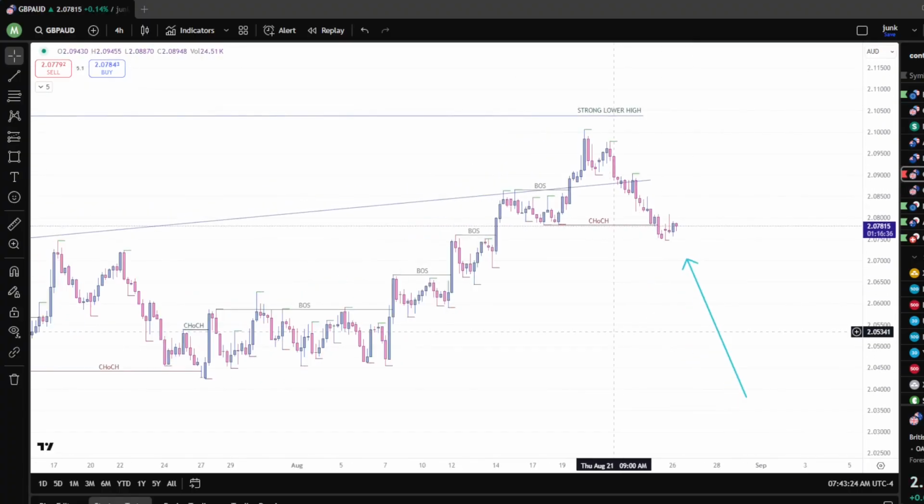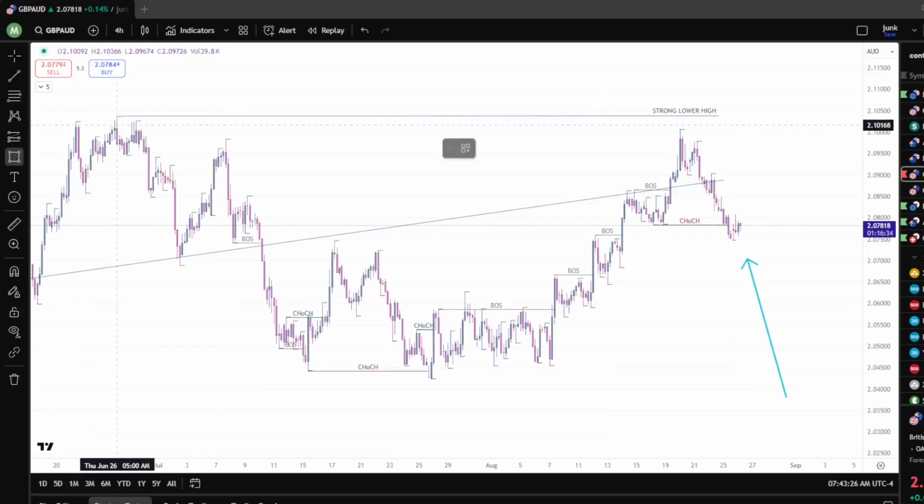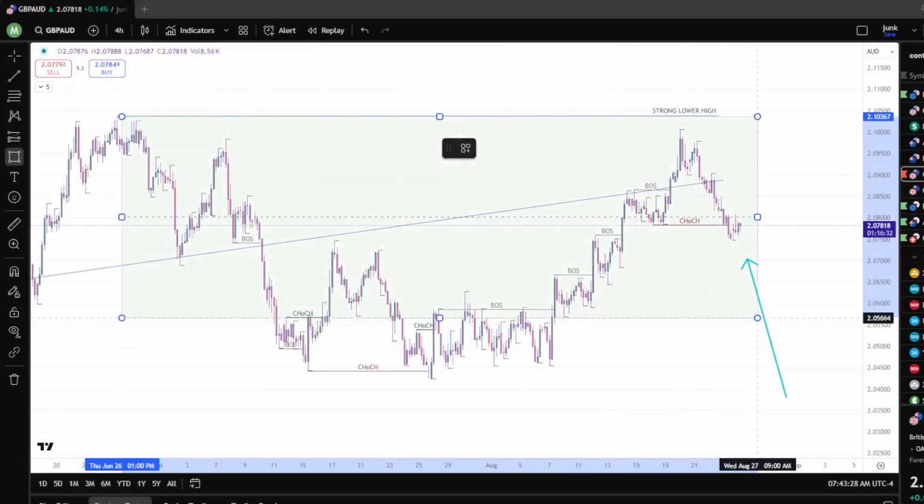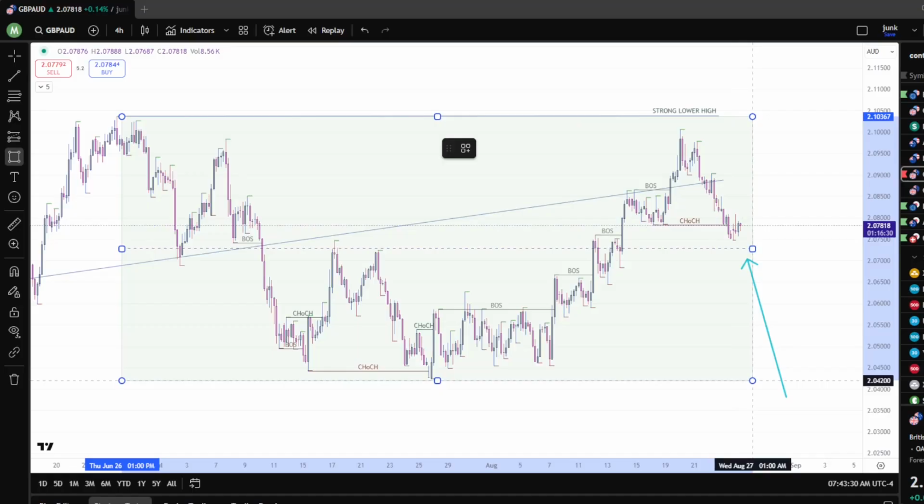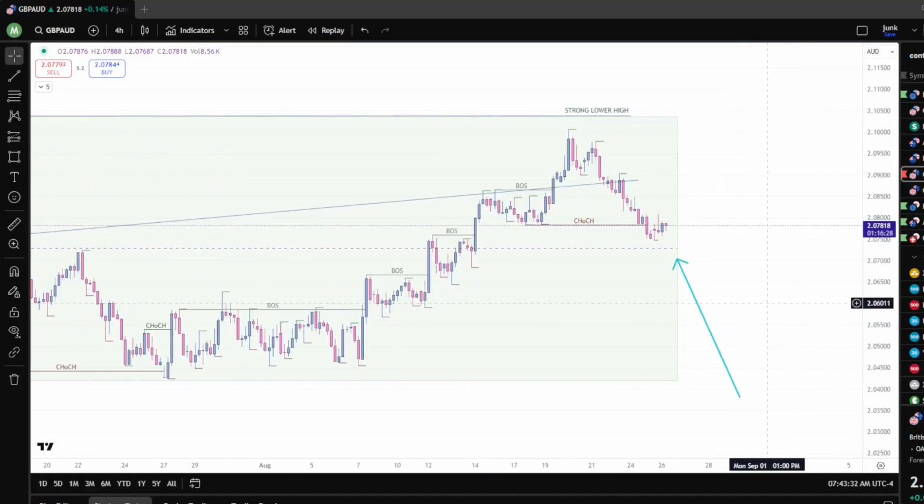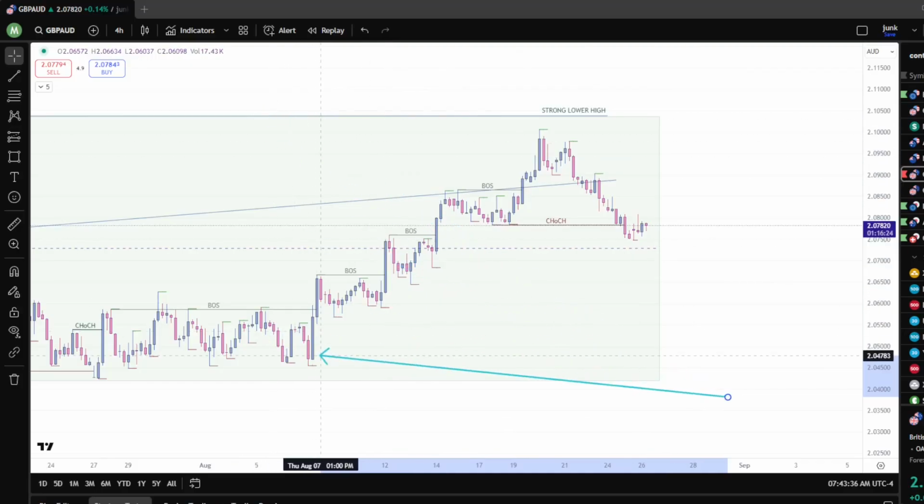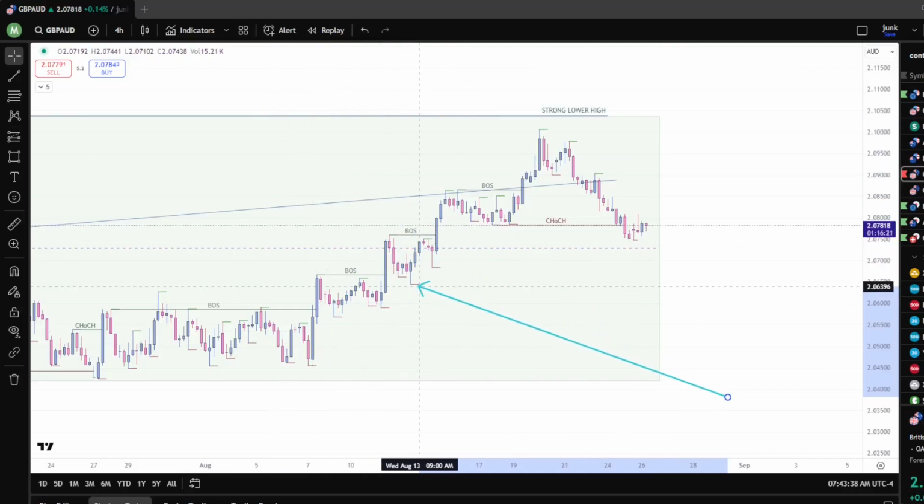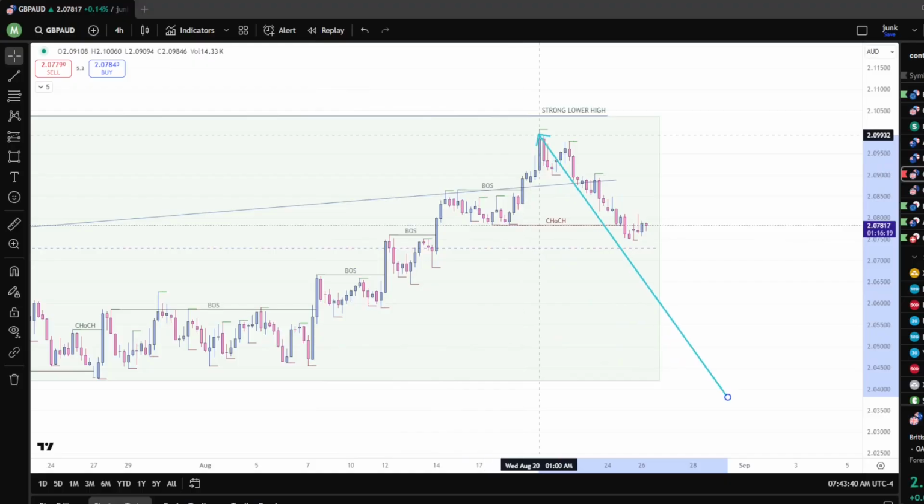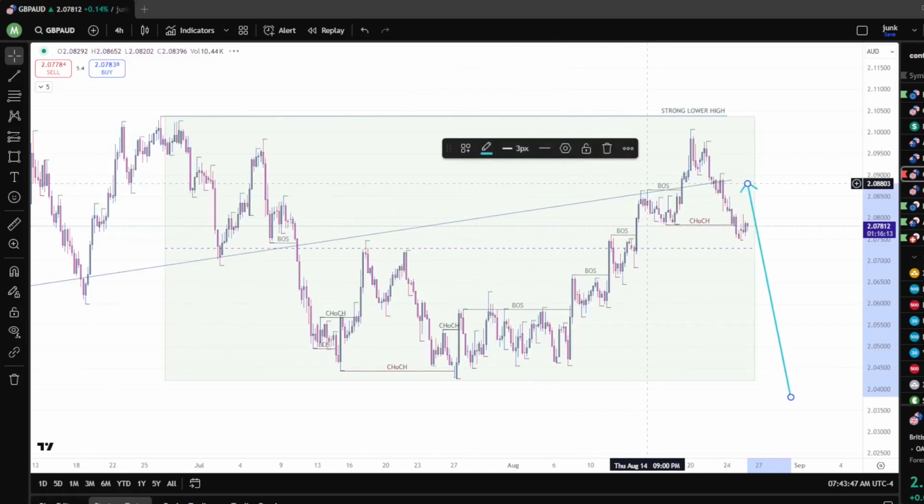GBP AUD, let's go map out the current range. This 4-hour structure. As you've been seeing, price started an overall bearish swing structure, with price starting to make higher highs, higher lows, higher highs, higher lows. Inside this internal structure, it started to consolidate. Buyers stepped back in and broke past this trend line we've been watching for a while.